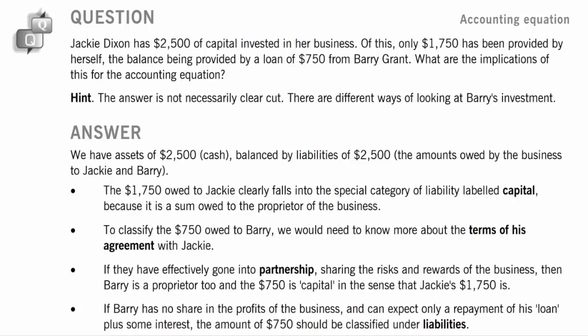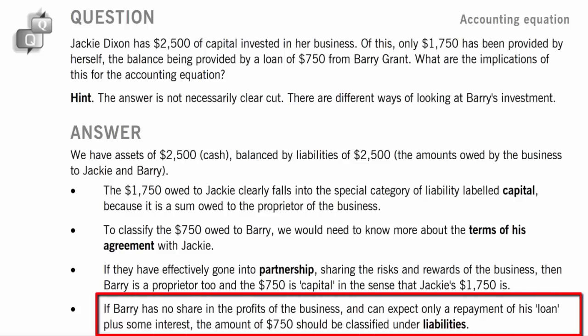So, the equation would look like this. Assets equals capital plus liabilities. Cash worth $2,500 equals capital worth $2,500 plus zero liabilities. Scenario 2. Barry is a lender.